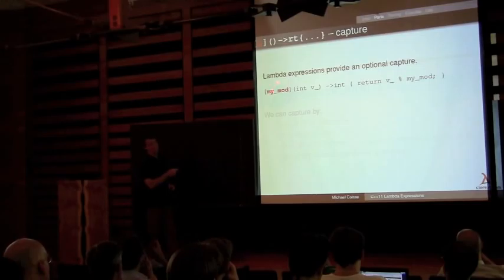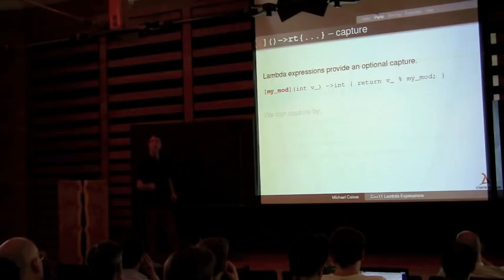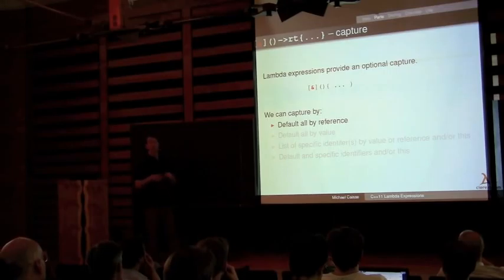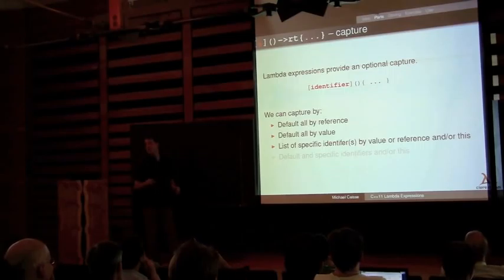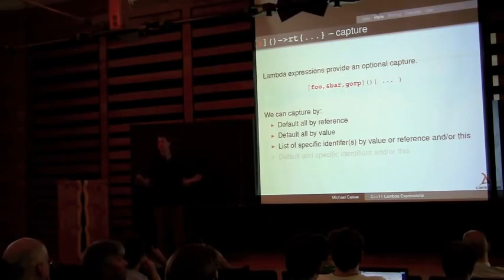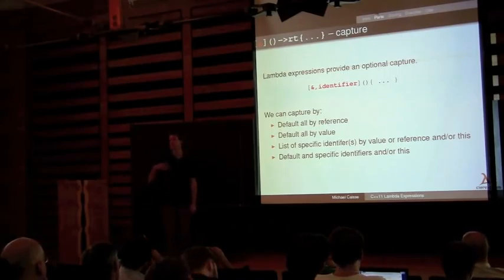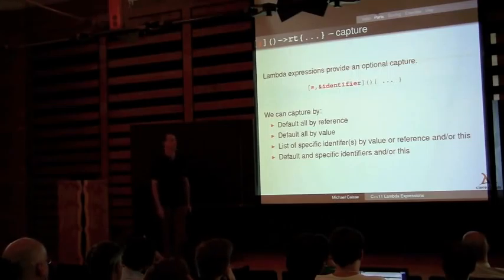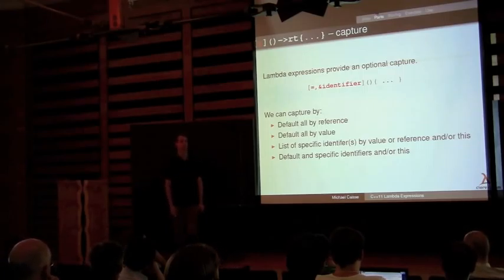Here, we're going to have our capture inside of the introducer. So it's an optional capture, and there are all kinds of different ways that we can use it. We can capture all by reference. We can capture all by value. We can list a set of identifiers, and we could do that either by value or by reference. We could do combinations of those. We can say we want to capture all by reference, except for these particular identifiers we want to capture by value. And then the opposite, we want to capture all by value by default, except for these particular ones we want to capture by reference.